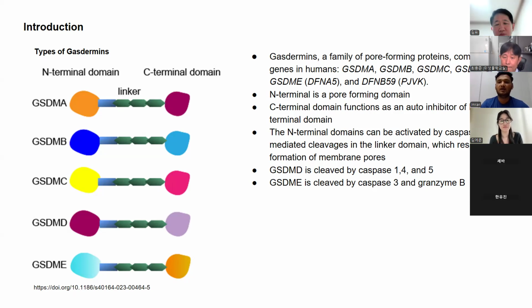The Gasdermins are mostly cleaved by caspase proteins at the linker domain, freeing the N-terminal domain, which will then cause pores in the cell membrane. Gasdermin D, in humans, is cleaved by caspase 1, 4, and 5, while Gasdermin E is cleaved by caspase 3 and granzyme B.